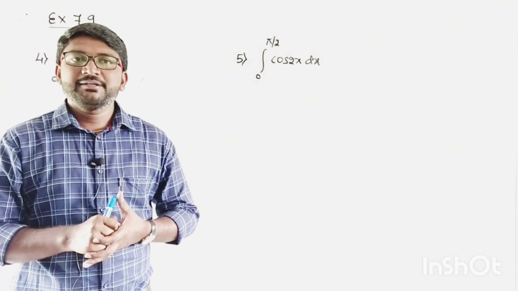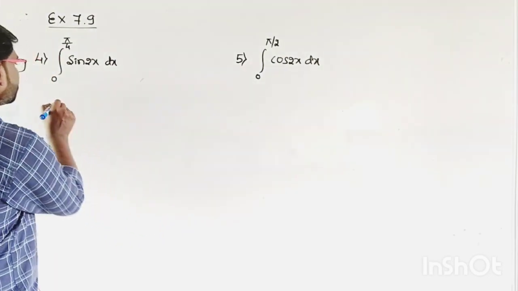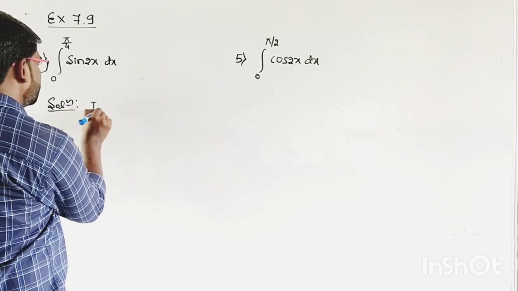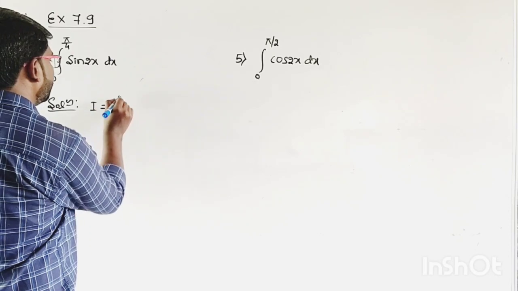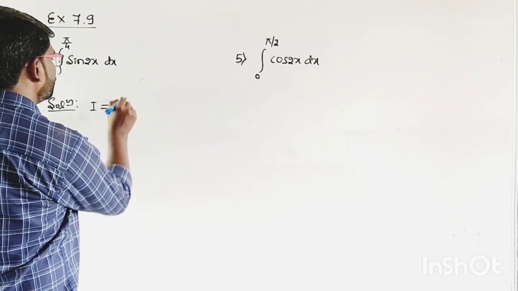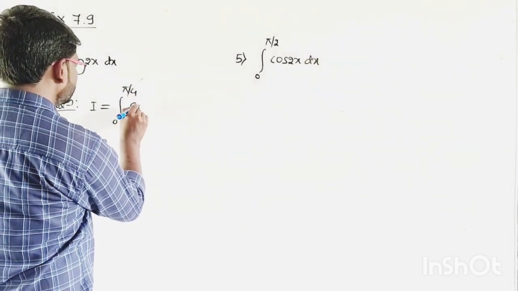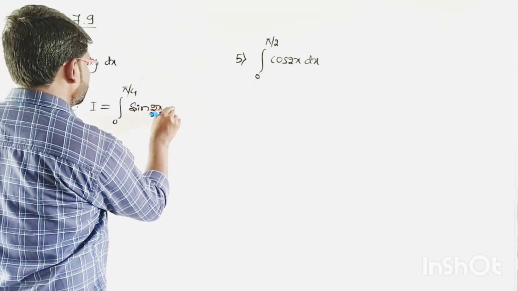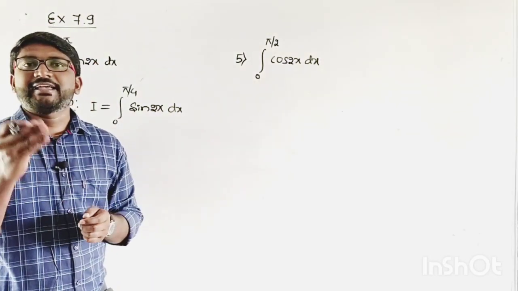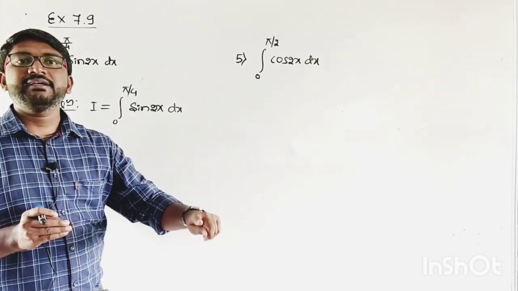Well, let us solve the fourth and fifth question. See here, I will be taking this as I, which is equal to the integral from 0 to pi by 4 of sin 2x dx. So this is in the form of the integration of sin ax dx, that is nothing but minus cos ax by a.